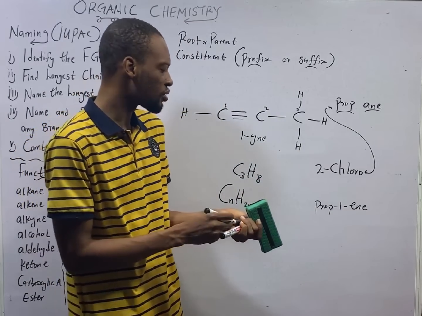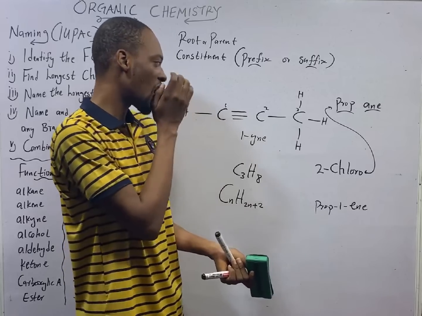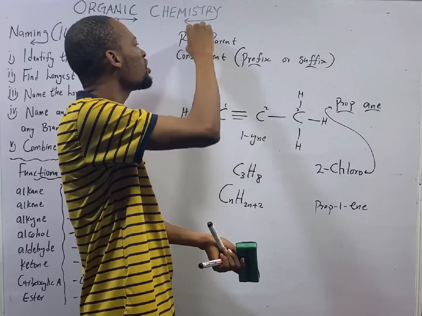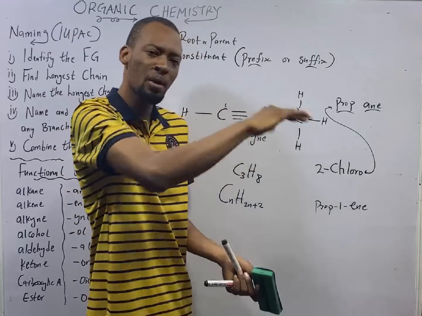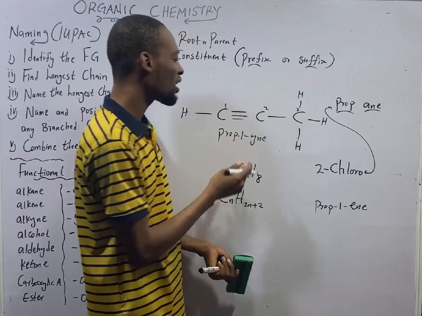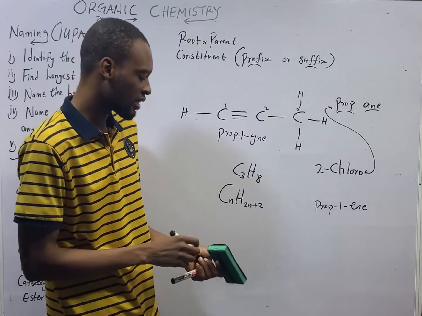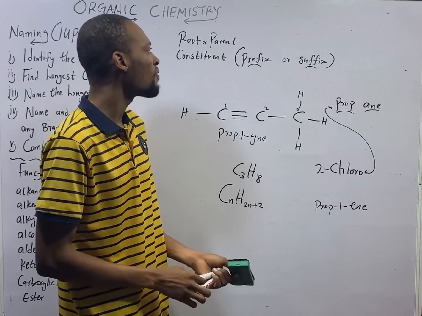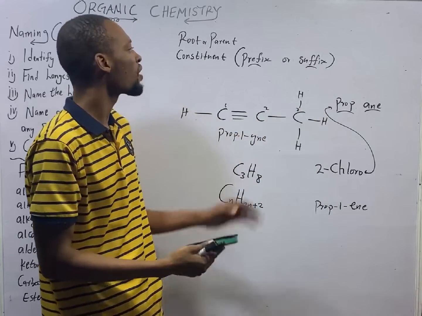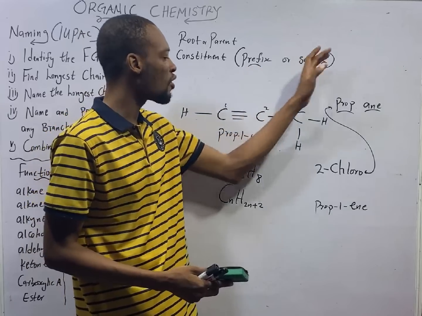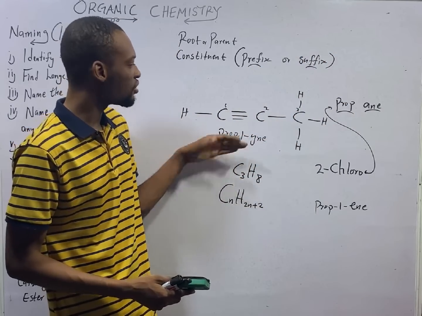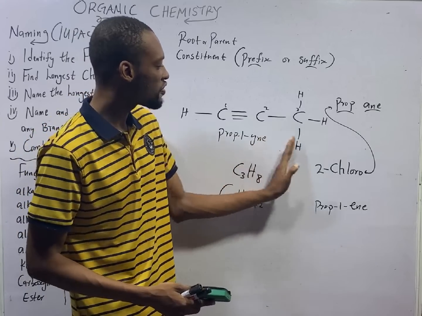And what position is the yne? 1. And what is the root's name? Because every compound will have the root. This root is the longest carbon chain. That is prop-1-yne or propan-1-yne. Every compound will have the root or the parent name, which is the longest carbon chain, and it will have the constituents, which are prefixes or suffixes. Here you can see propan is the root, suffix yne.